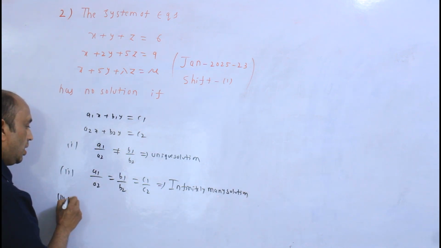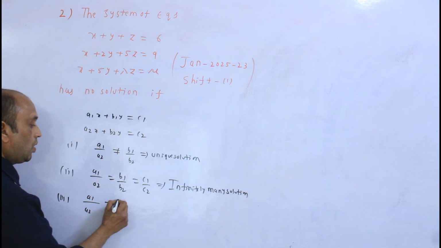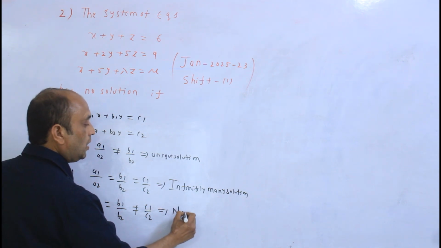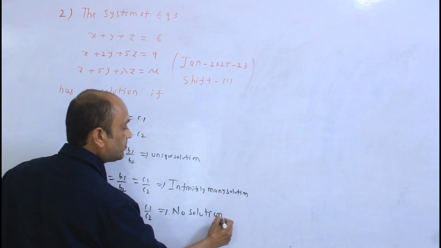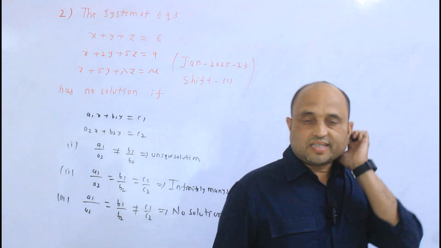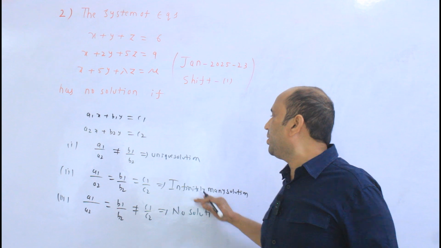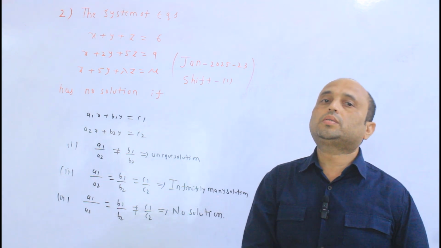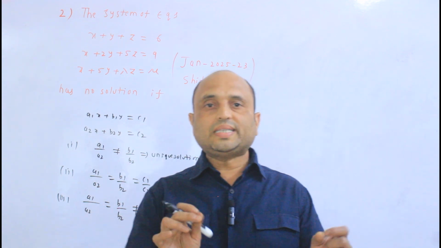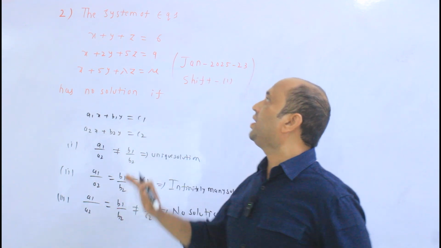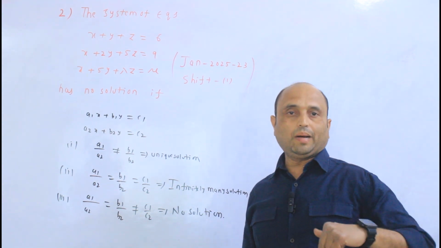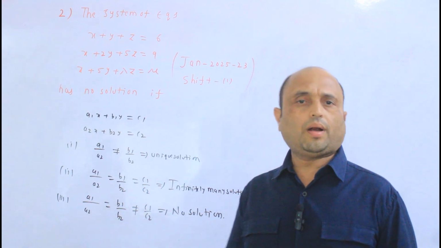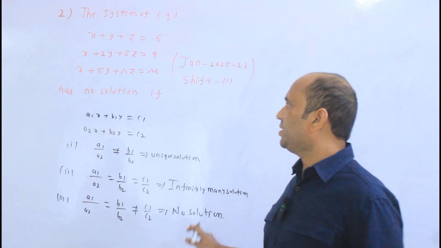So the third condition, a1 by a2 equal to b1 by b2 not equal to c1 by c2, means no solution. These are the three conditions for infinitely many solutions, unique solution, and no solution. But the given equations are not in two variables, they are in three variables. So just convert the given equations into two variables, then apply this condition. That is a simple method, or we can use Cramer's method. So this is the easiest method.